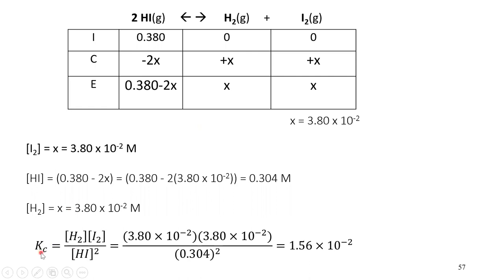Okay, so your K expression is hydrogen times iodine divided by hydrogen iodide squared. We plug in our values. So 3.80 times 10 to the minus 2 times 3.80 times 10 to the minus 2, divided by 0.304 squared. And that gives us a K value of 1.56 times 10 to the minus 2. Again, a small K value, which means our reactants are favored and we didn't produce much product before equilibrium was established.